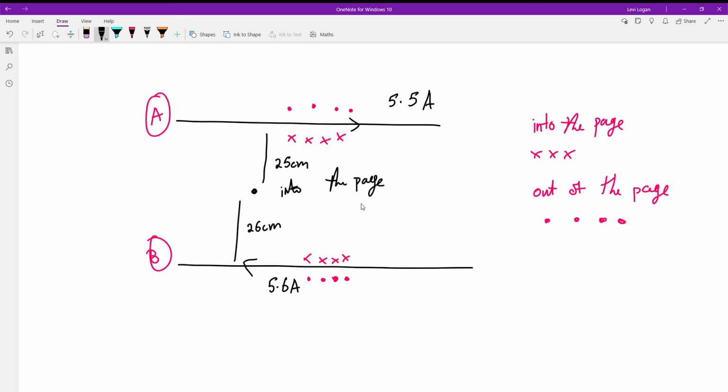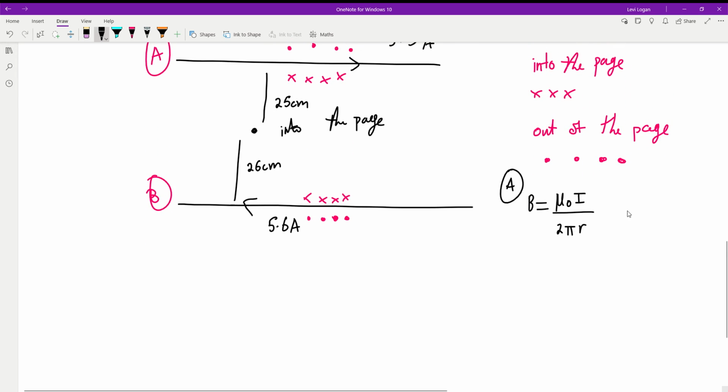Right. So now we know the direction, it's going to be into the page. Let's work out the actual calculation. So we'll just need our formula like we found before. B equals mu sub 0 I over 2 pi r. So let's work it out for A. So A, our current, what was our current? 5.5. So just recall mu sub 0 is 4 pi times 10 to the negative 7.